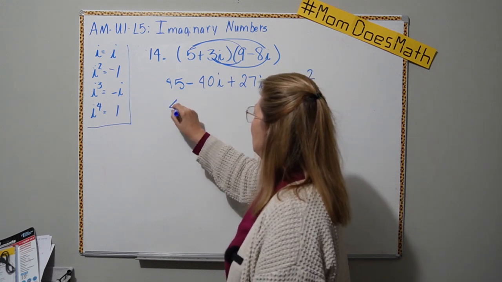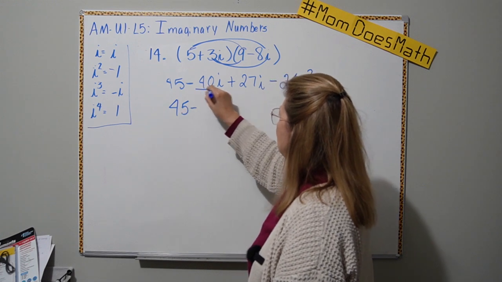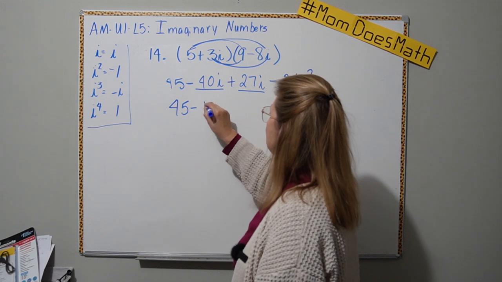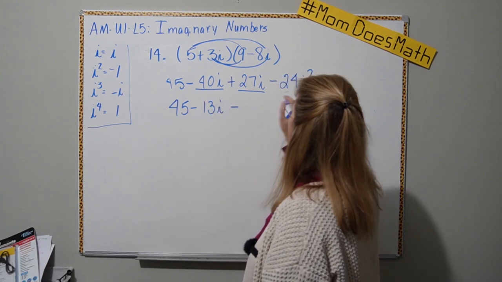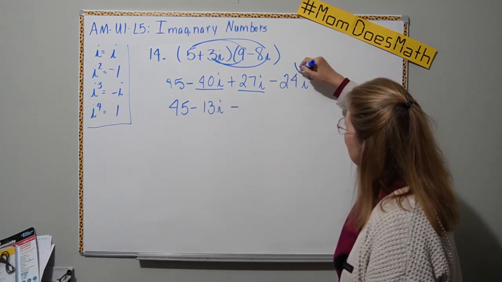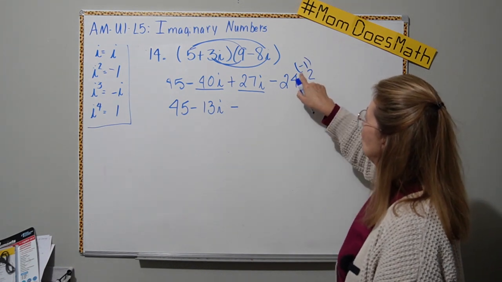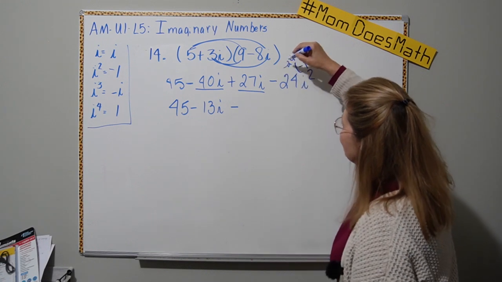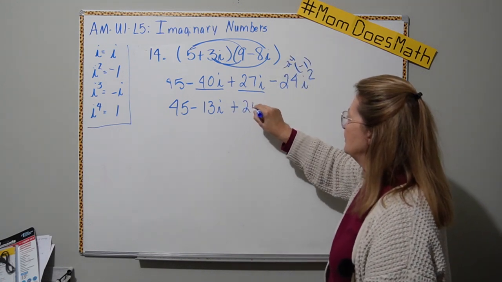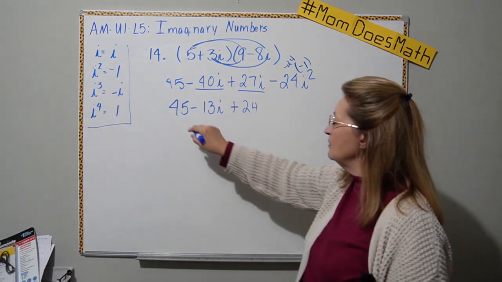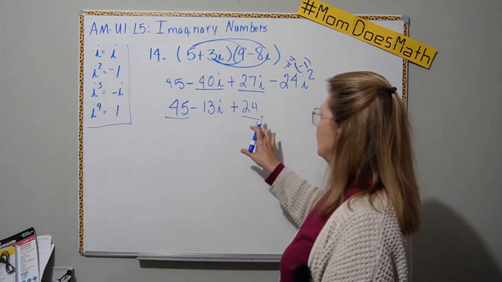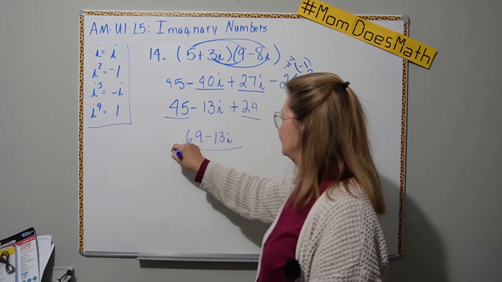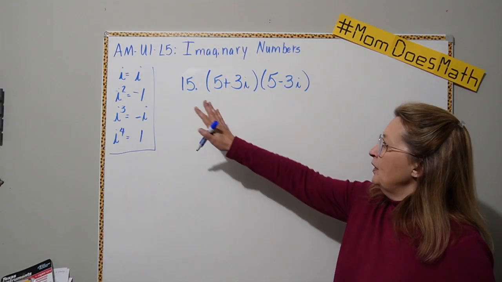So let's combine what we can. 45 we'll take care of in a minute. Now, negative 40 plus 27 is going to give you a minus 13i. Now, i squared is negative 1. So when you multiply 24 times negative 1, you get negative 24, but minus a negative 24 changes to plus 24. And let's simplify. Combine 45 plus 24 gives you 69 minus 13i. That's it.